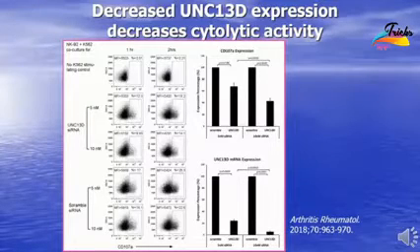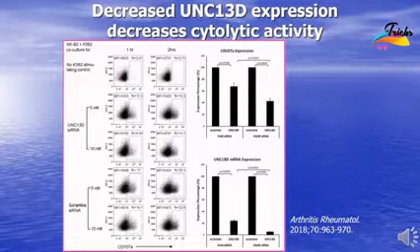So who cares, I guess, if you have less expression of UNC13D? What does that mean? UNC13.4, UNC13D is the same thing. So we drove down expression of UNC13D with siRNA at different concentrations, and we got a correlative drop in degranulation or NK cell function. So this is a hypomorphic effect, so not having enough UNC13D may contribute to cytokine storm as well.